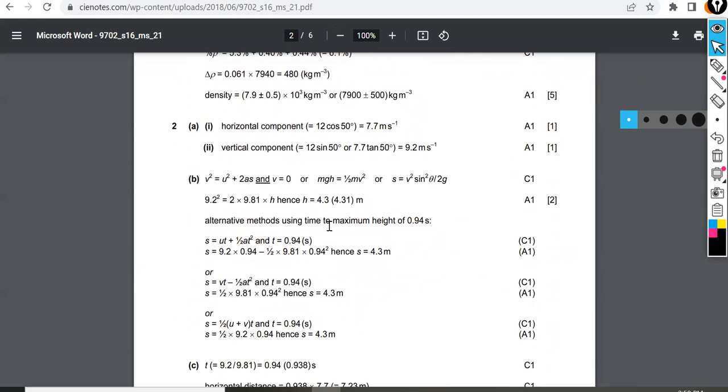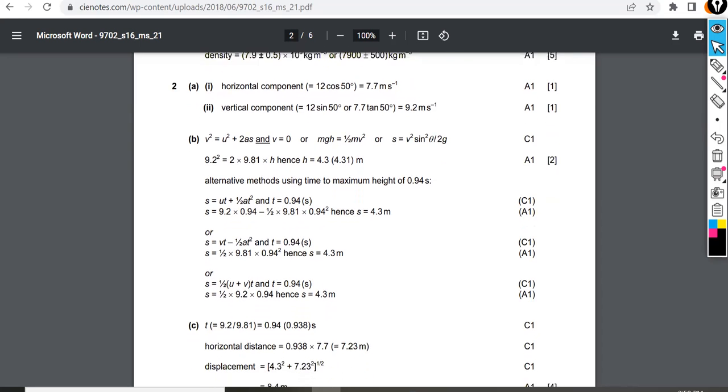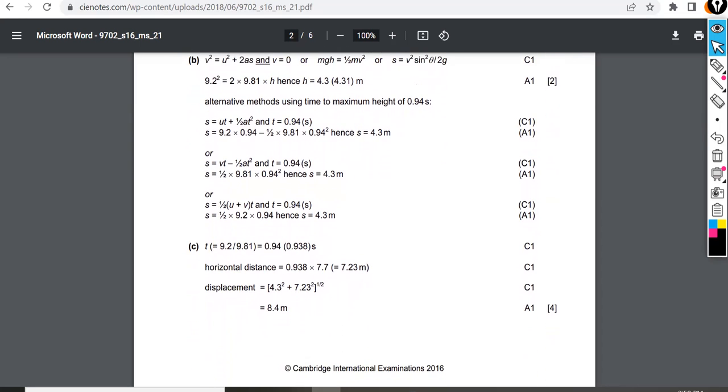It says alternative methods using time, right? We kind of solved it that way too. So lots of different ways that you could have shown that the height was 4.3. And then 8.4 meters was our final displacement, and we get that by using Pythagoras' theorem.